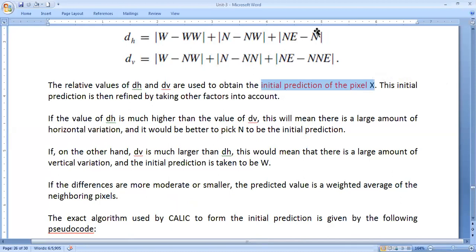The initial prediction of the pixel can be obtained with the help of DH and DV. This initial prediction is then refined by taking other factors into account. What will be the other factor? We will discuss later.